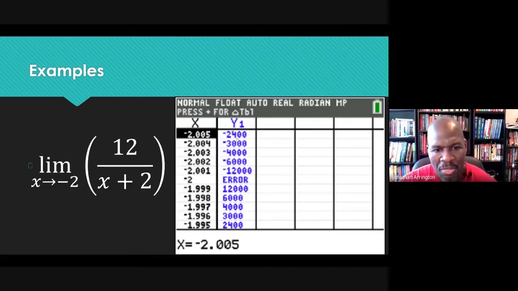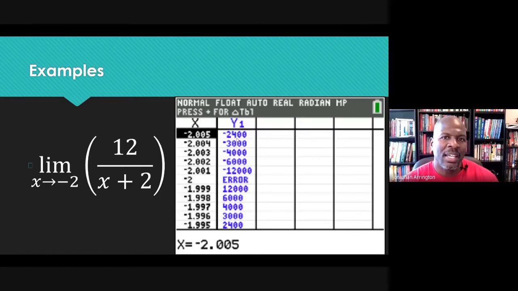From -24,000 to -3,000, there's a difference of -6,000, and then you have a difference of -1,000, and then a difference of -2,000, and then a difference of -6,000 as you go from -6,000 to -12,000. So those numbers aren't very close together. In fact, the closer you get to -2, the more spread those numbers are.